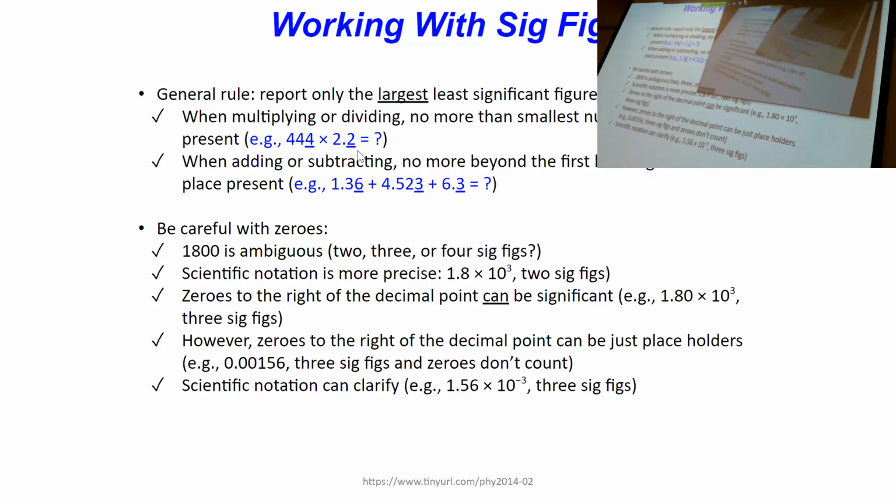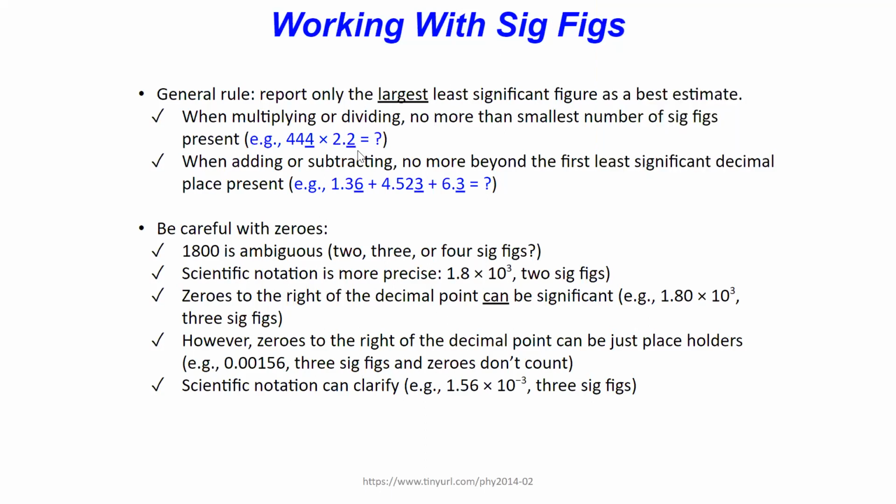Give you some sense what I'm talking about. So 2.2 has 2 sig figs, 444 has 3. When you do multiplication or division of these two numbers, the rule is to keep the least, or smallest, number of significant figures. So at the end, you are reporting your answer in 2 sig figs.